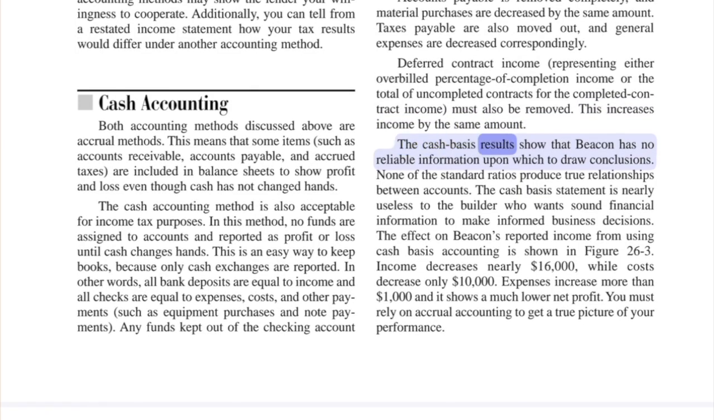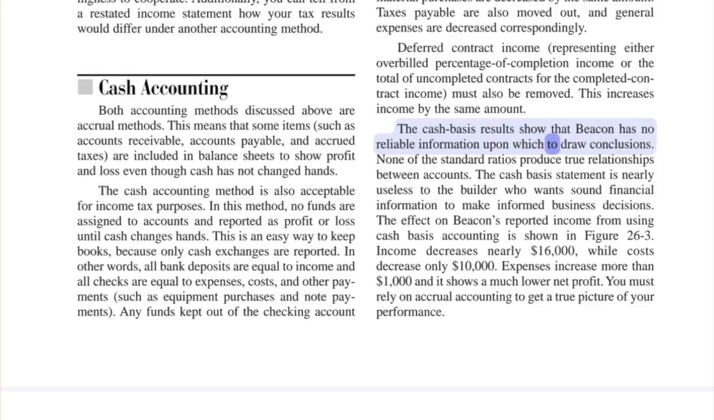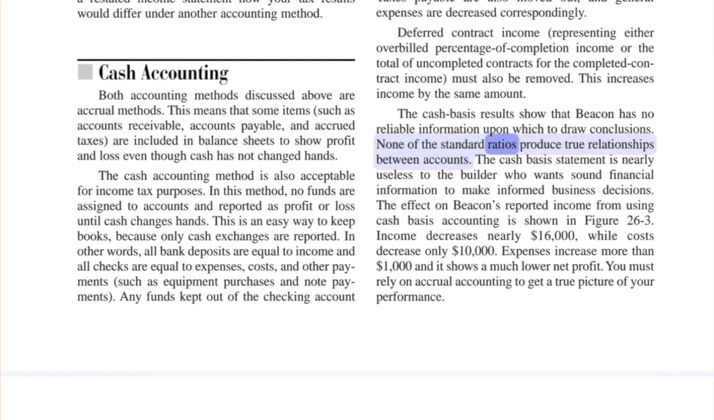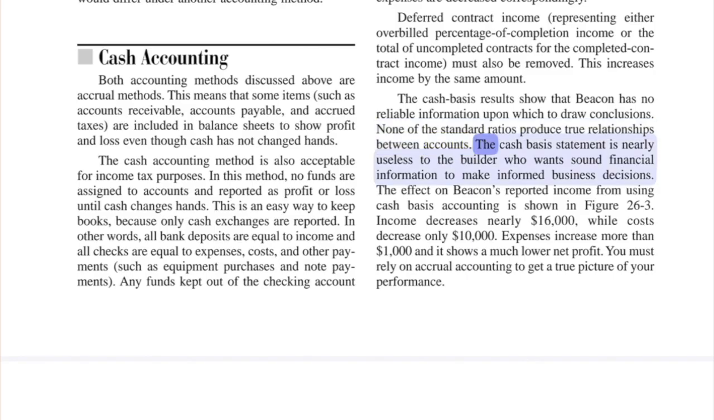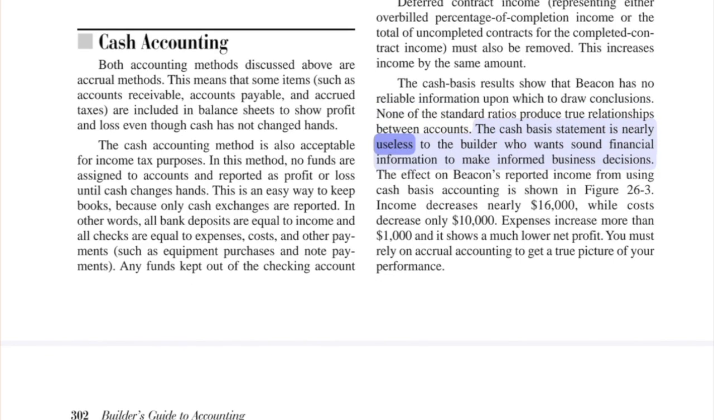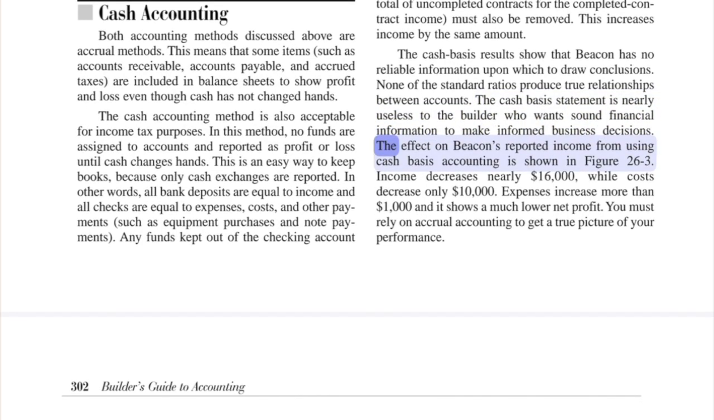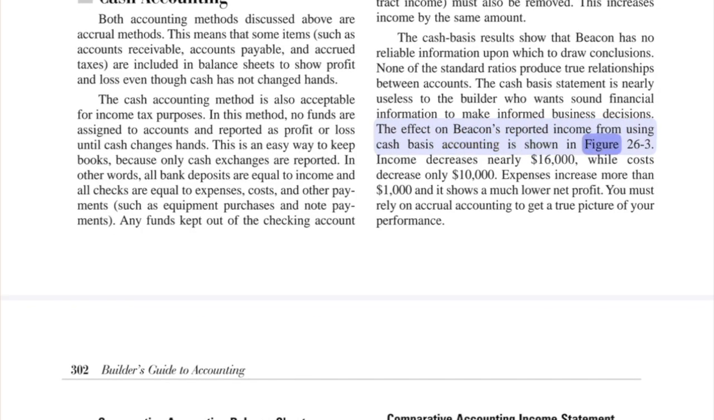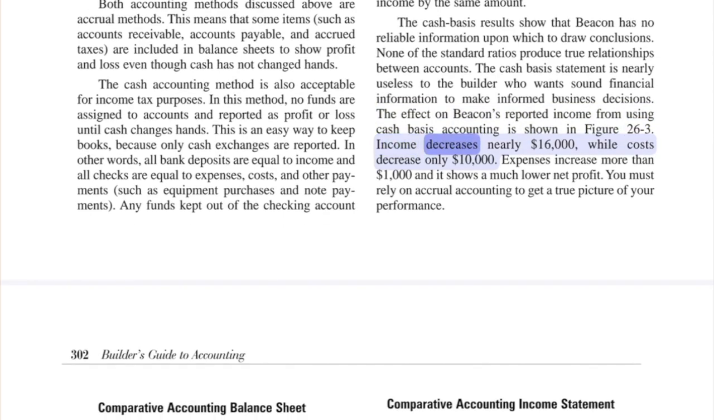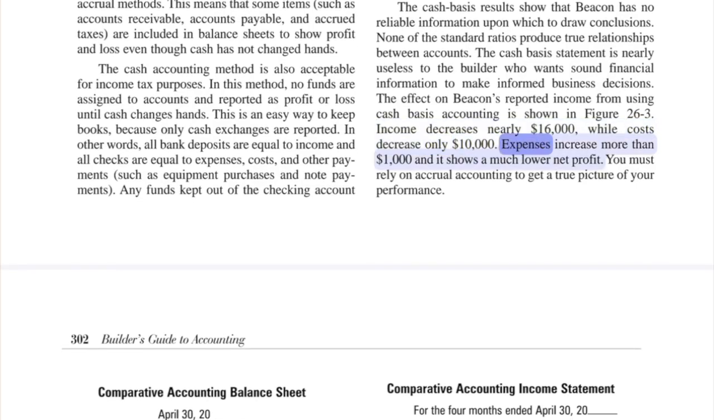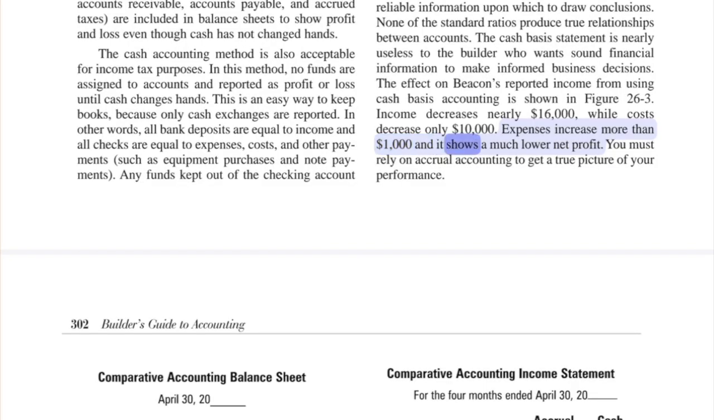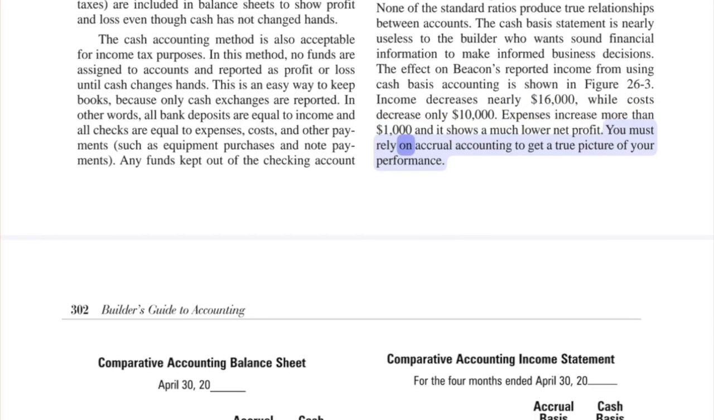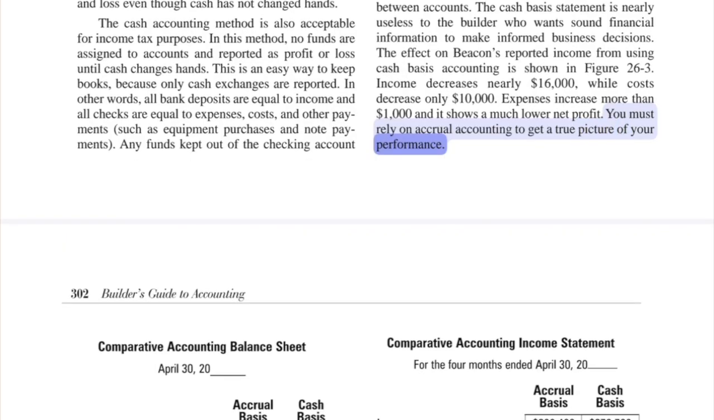The cash basis results show that Beacon has no reliable information upon which to draw conclusions. None of the standard ratios produce true relationships between accounts. The cash basis statement is nearly useless to the builder who wants sound financial information to make informed business decisions. The effect on Beacon's reported income from using cash basis accounting is shown in figure 26-3. Income decreases nearly $16,000, while costs decrease only $10,000. Expenses increase more than $1,000, and it shows a much lower net profit. You must rely on accrual accounting to get a true picture of your performance.